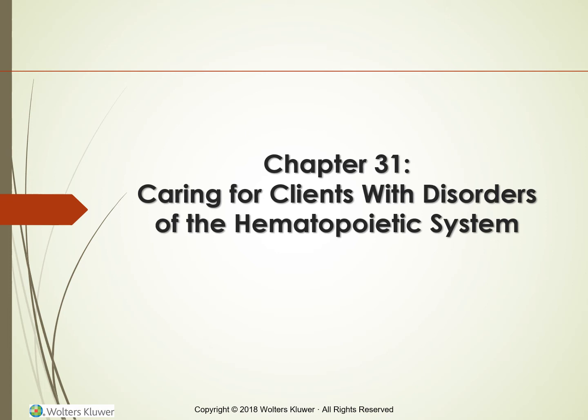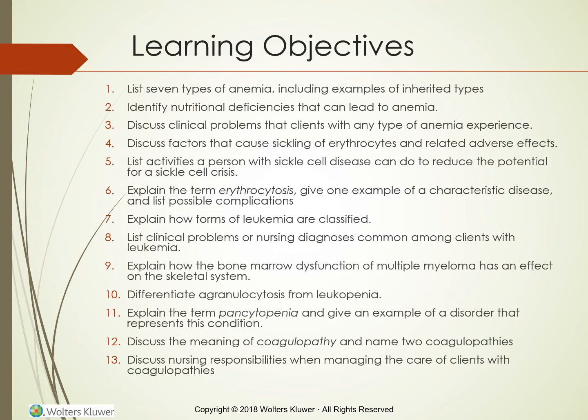Chapter 31 for Med-Surg TIMBY, Caring for Clients with Disorders of the Hematopoietic System. Objectives. List 7 types of anemia, including examples of inherited types.